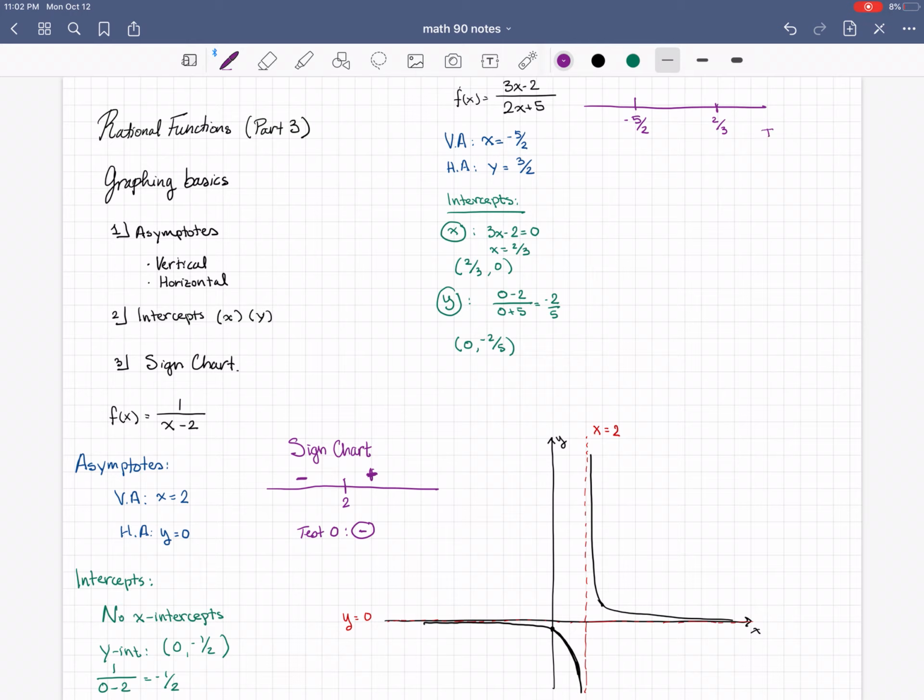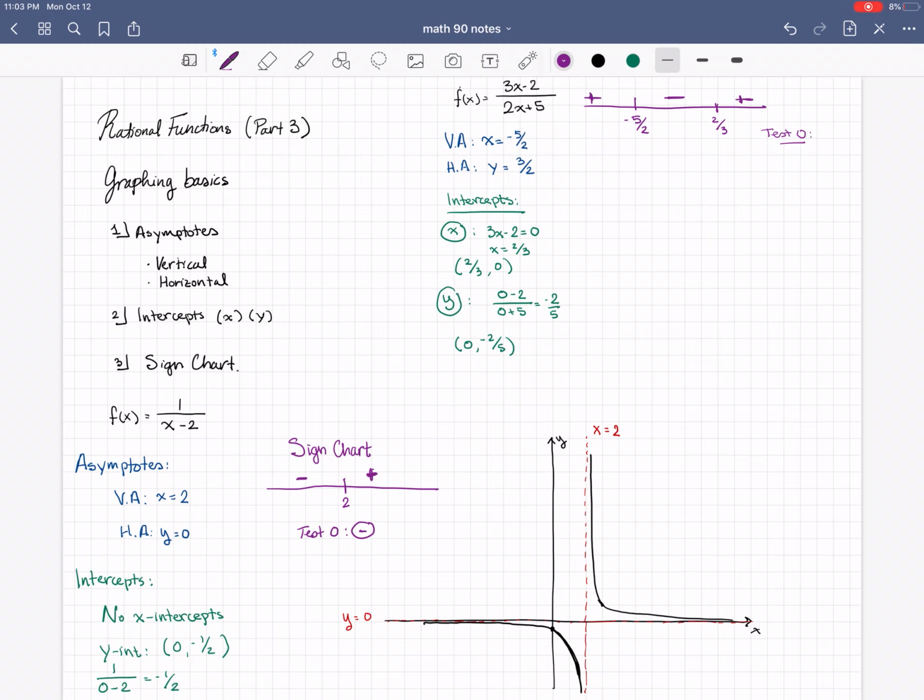Remember, recycle. So test 0. You already know, because of your work here, where you found the y-intercept, that this function is negative at 0. And then you also know that there are no non-negative factors, so it'll be positive on either side, like so.